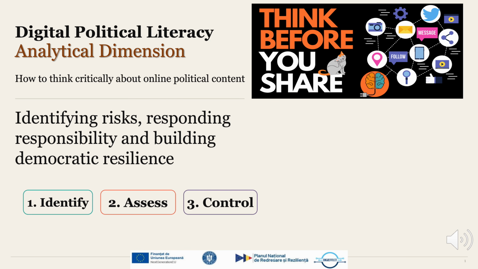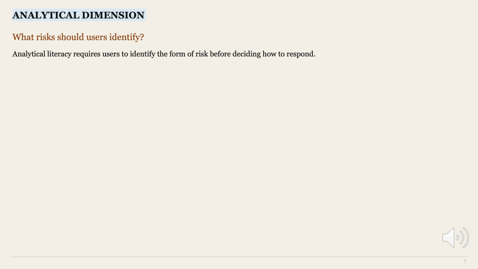In this third video about the analytical dimension of digital political literacy, we explain how to identify risks, how to respond responsibly, and how to move from critical thinking to democratic resilience. Analytical literacy involves recognizing the type of risks, as not all problematic content works in the same way.